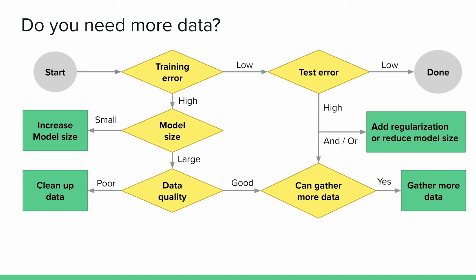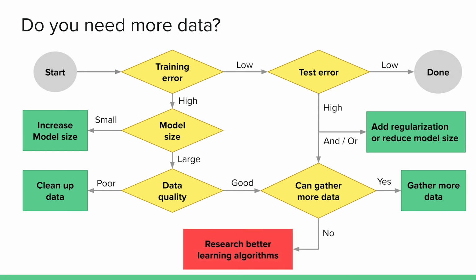So gathering more data is something that is always beneficial here, and only if you cannot get any more data, well then you should try to research some better learning algorithms and maybe use a different approach for your problem. Because machine learning and deep learning is not the silver bullet, and there just could be some problems that we cannot solve with this approach that you might be working on right now.